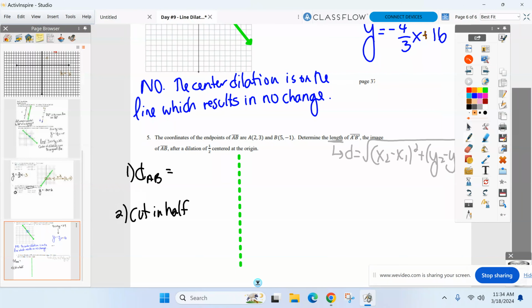There you go. I'm not done yet with you. Find A prime, find B prime, then do what, Matt? Distance formula. Yep. It's just a matter of what order we do this in. So your call right now: find the distance of AB and cut it in half, or find the coordinates of the new points. By the way, Matt, how would I find the coordinates if I did choose to use this method? Multiply all the numbers.